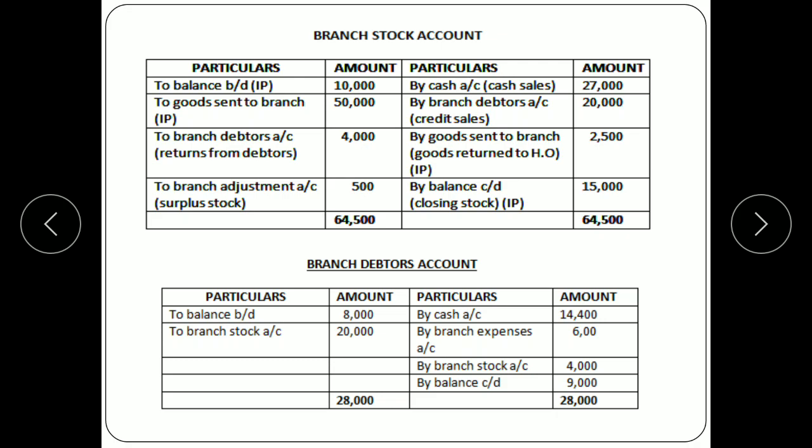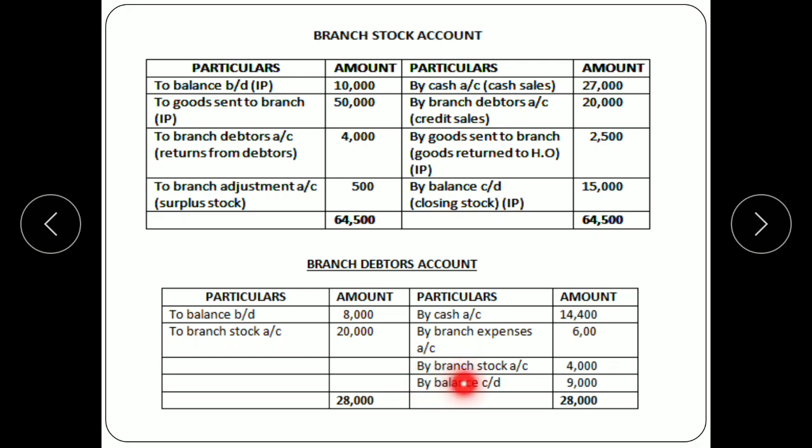On credit side we have by cash account. It is the cash which is received by the branch from its debtors. The debtors who had made credit sales have made the payment to the branch. So we record it as by cash account, 14,400. Next we have by branch expenses account. In the question we were given discount allowed. So discount allowed is an expense which is written as by branch expenses account, 600.